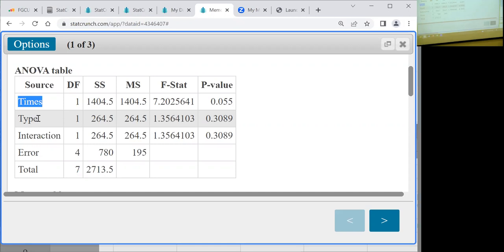What does DF stand for? Degrees of freedom. What does SS stand for? Sum of squares. MS, mean squares. F star is our test statistic, and the p-value is what we're going to use to determine if there is significance or not.